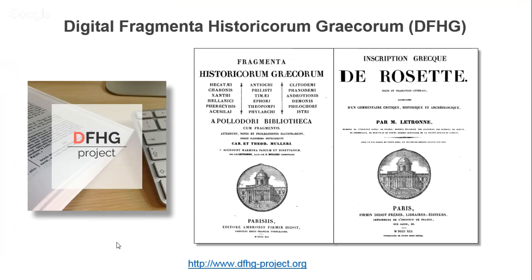Of course, at the time, there were fewer documents about Egypt in the 2nd century BC, and also Letronne tried to show that the Greek text was the first text produced of the Rosetta Stone. And then, of course, other documents came up.